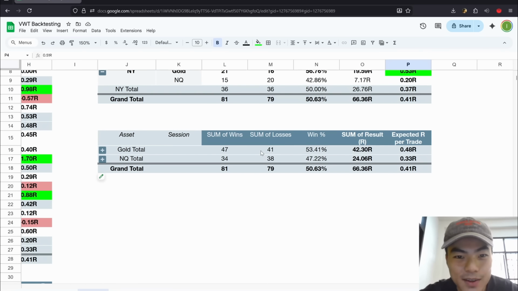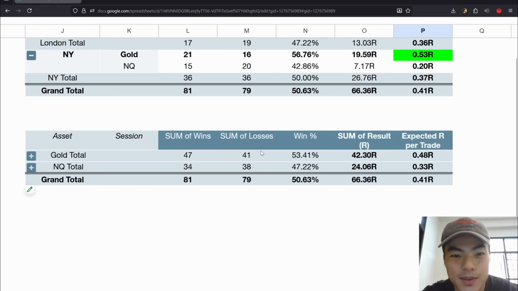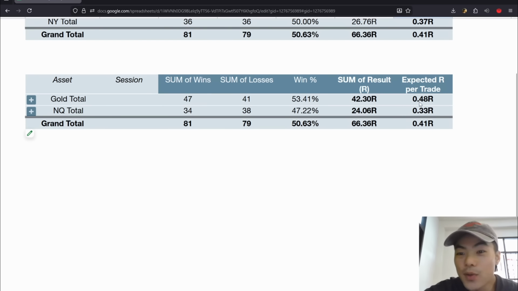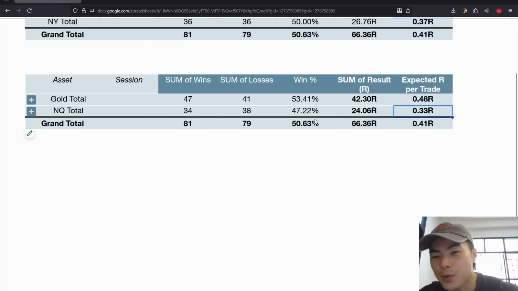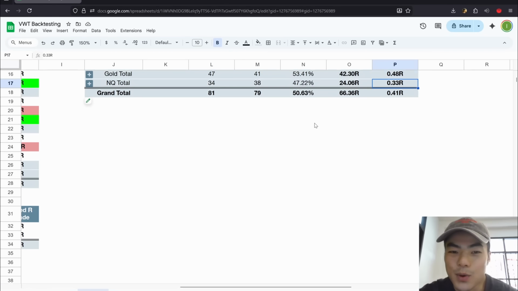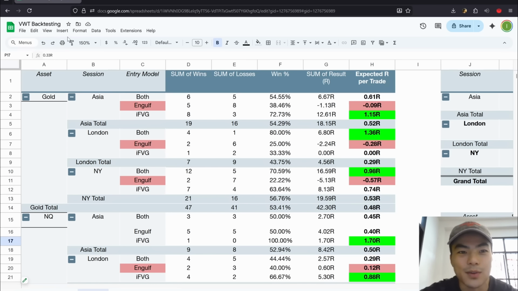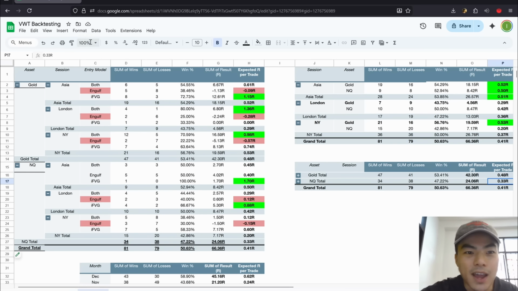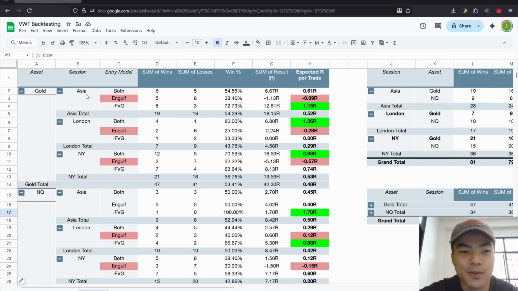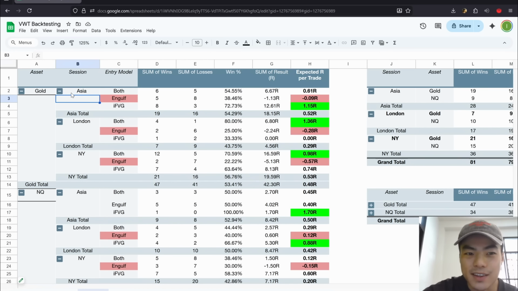And then here's a direct comparison between gold and NQ. We can see both are profitable, but clearly gold is the winner with a 53% win rate, 0.48 expected R. NQ with a 47% win rate and a 0.33 R. So those are my main takeaways. This is just like a more nerdy breakdown if you want to look at every possible combination of asset, session, and entry model. Yeah, like I said, gold plus Asia plus inverse fair value gap entry is clearly the winner.